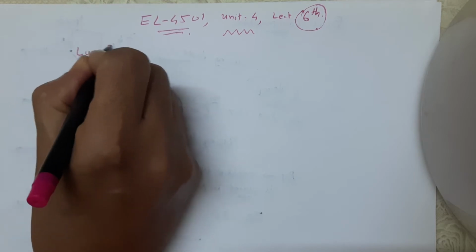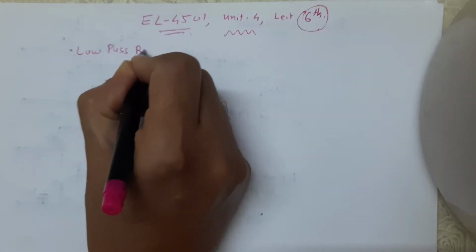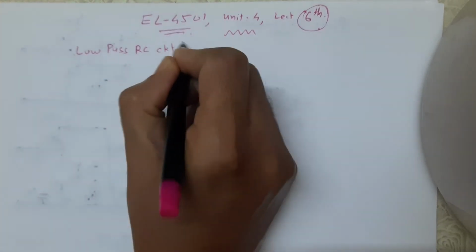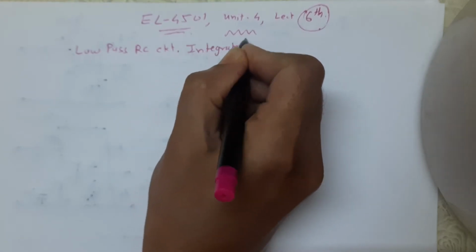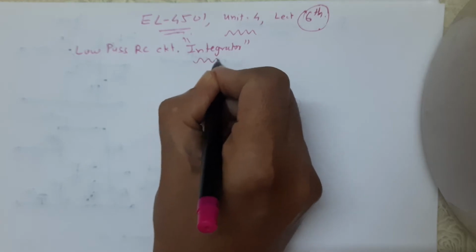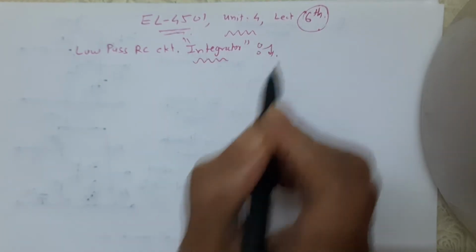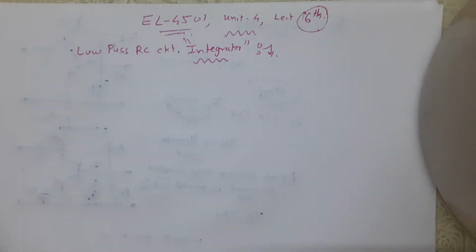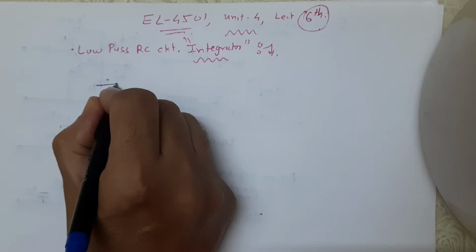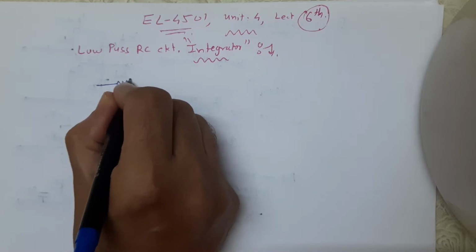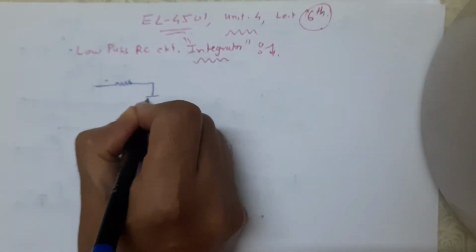Low pass RC circuit works as an integrator. So first of all, we draw the circuit. This is your low pass filter circuit, R. This is your C.